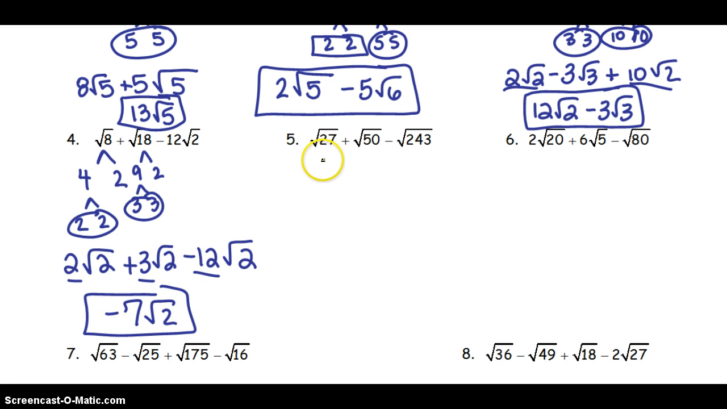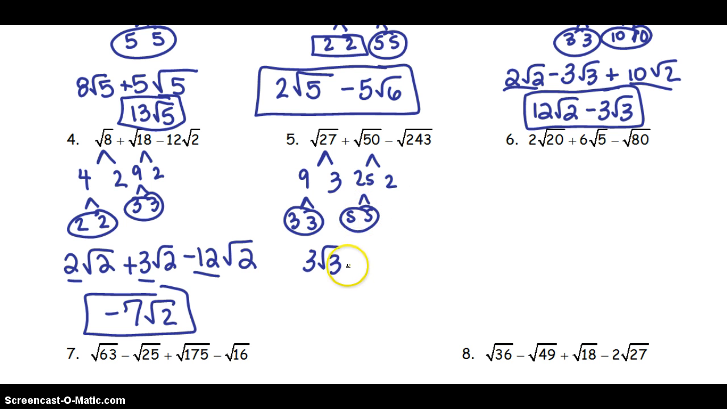The next one, we get into some bigger numbers. 27 is 9 and 3. 3 and 3, so you have 3 root 3. 50, you could do 25 and 2, 5 and 5. So it's 5 root 2.